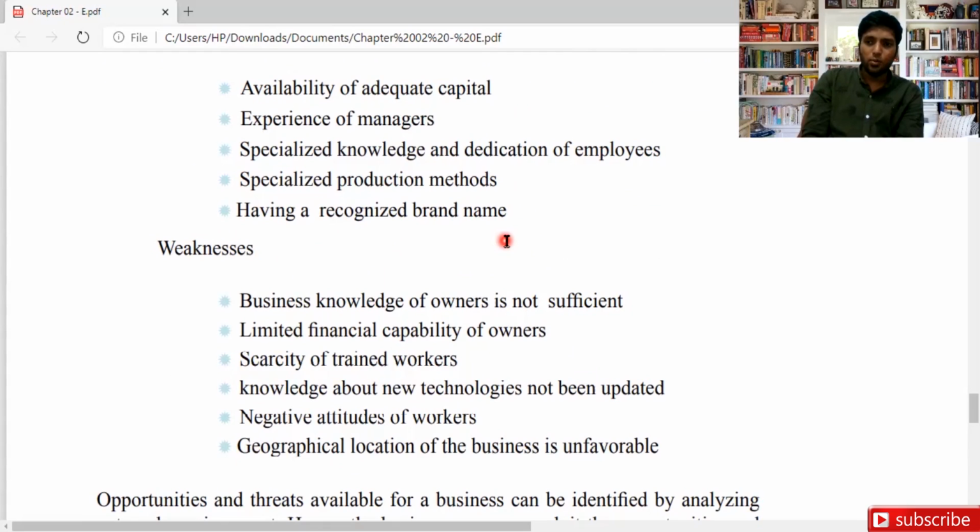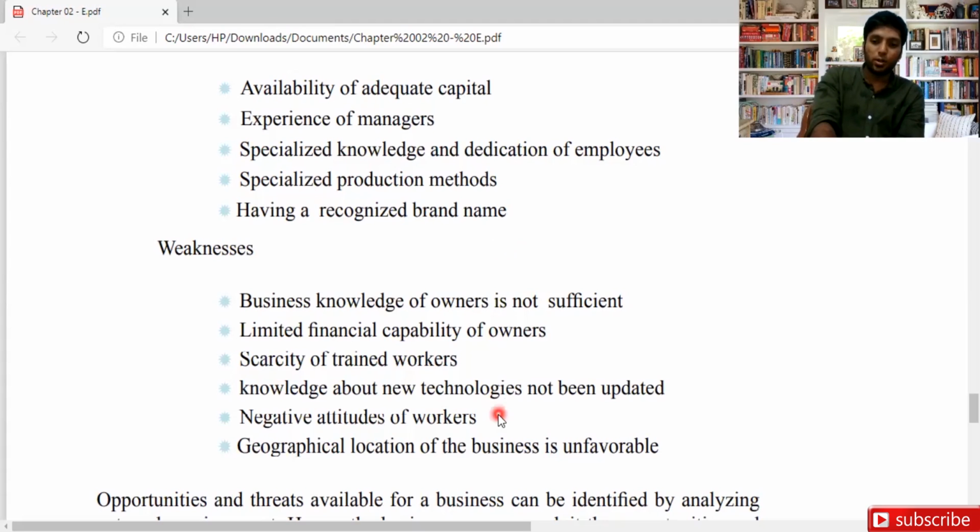Scarcity of trained workers. Scarcity means limited. So limited is the term they mean by scarcity here. Scarcity of trained workers means a limited number of trained workers. It's very hard to find trained workers because all trained workers go for a high salary. It's also sometimes very hard to pay a high salary.